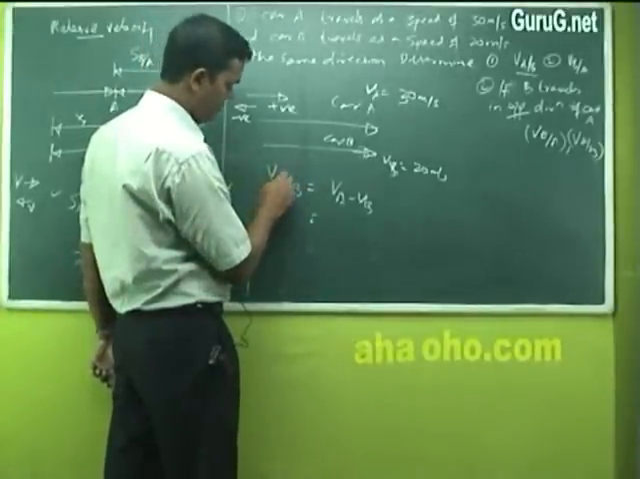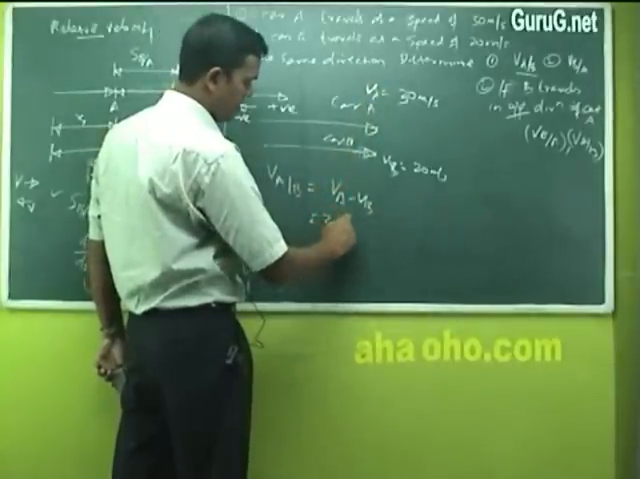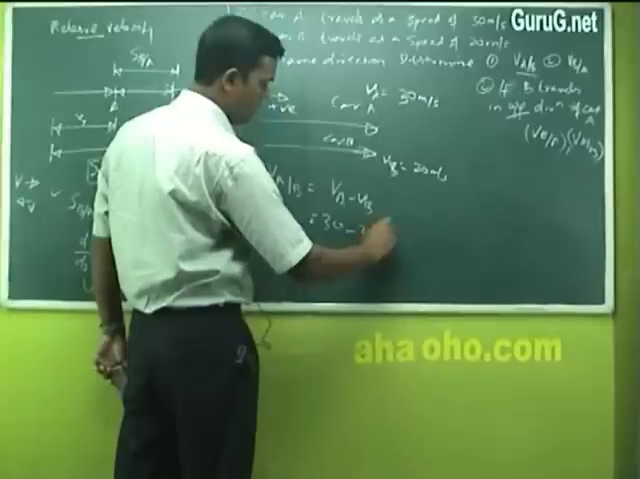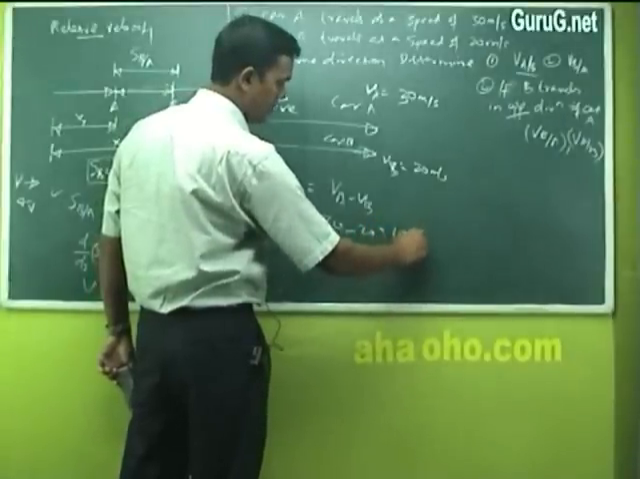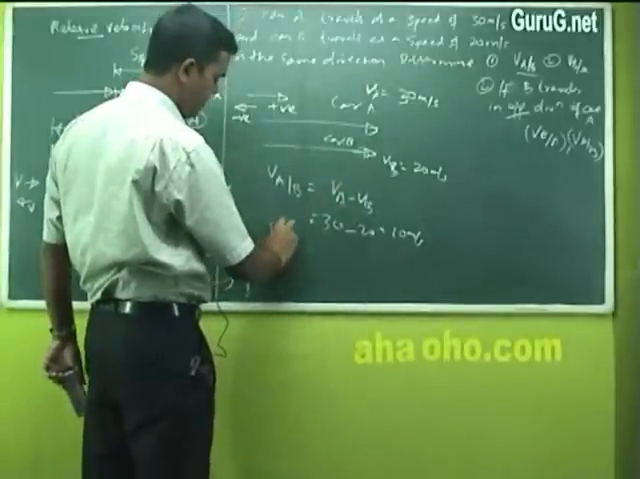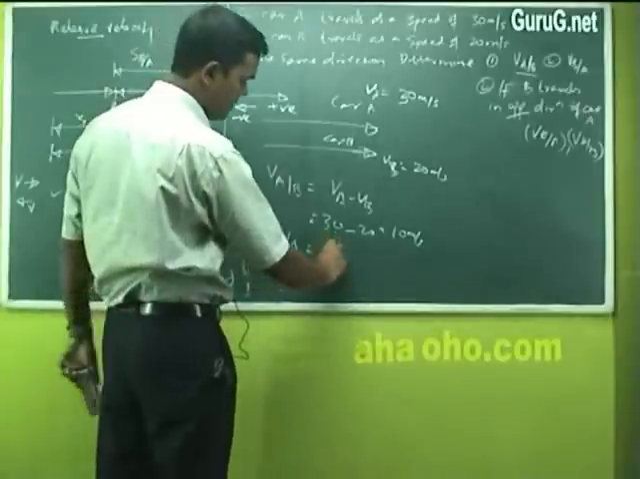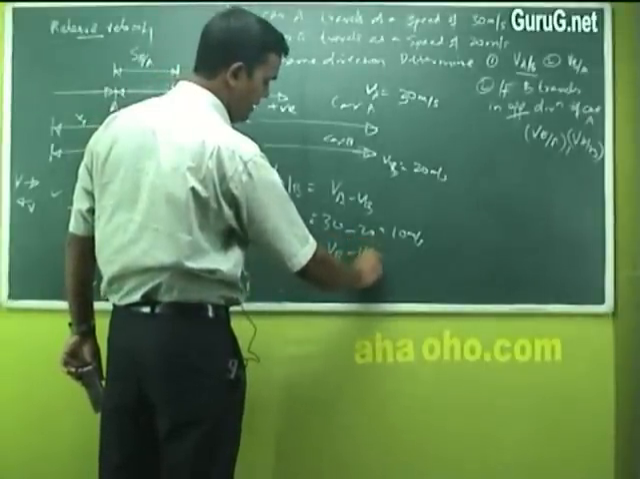So now velocity of A with respect to B, VA minus VB. What is VA here? 30 minus VB is 20. How much is this? 10 meter per second, right? And what is the other one? We have to find out velocity of car B with respect to A. Again it is VB minus VA.